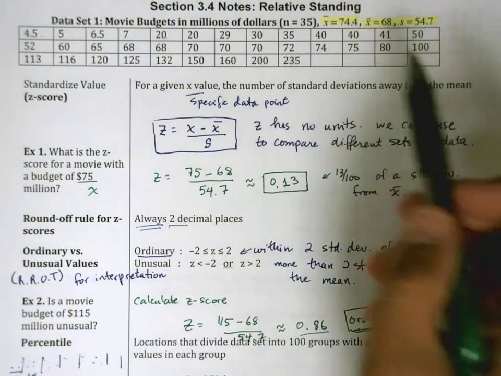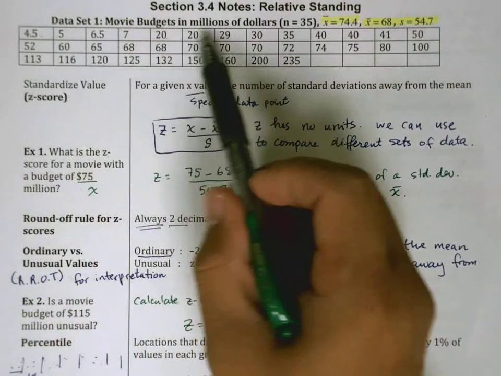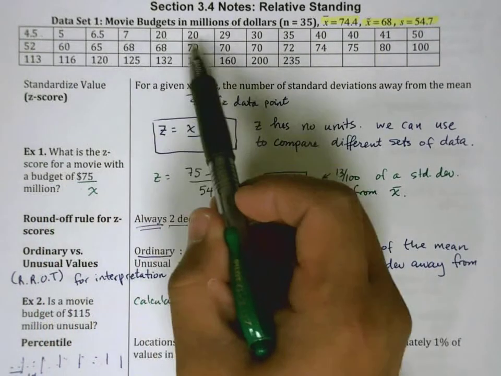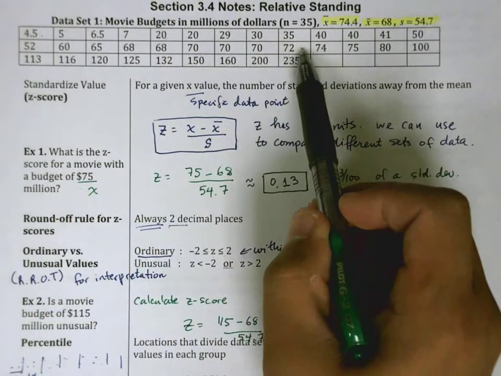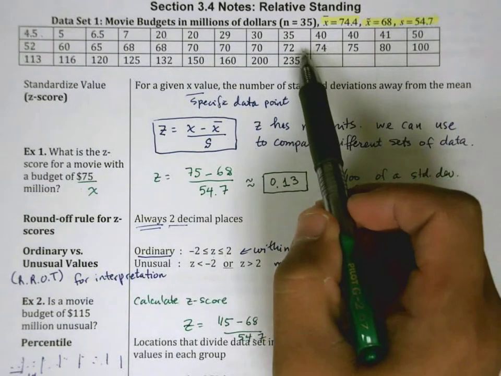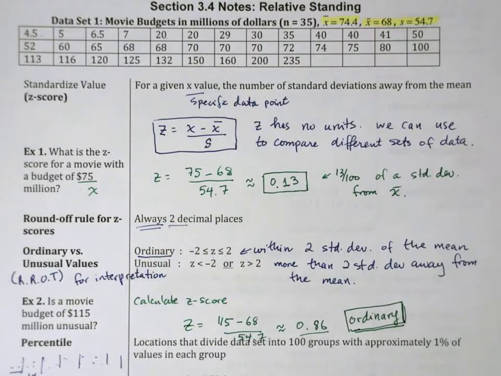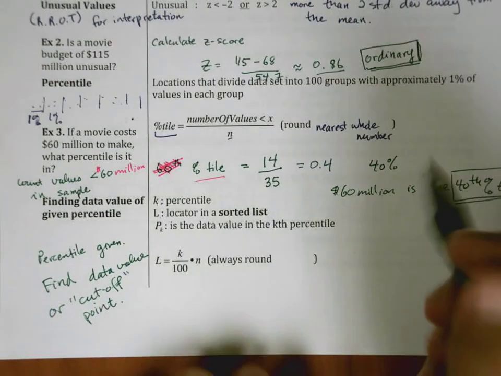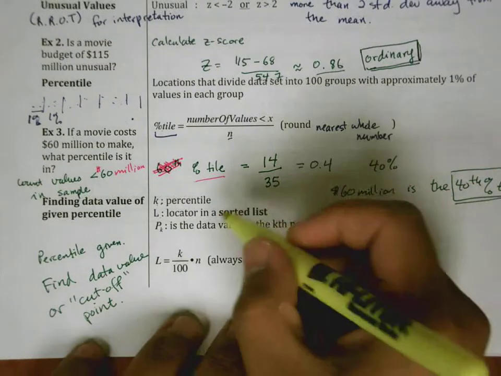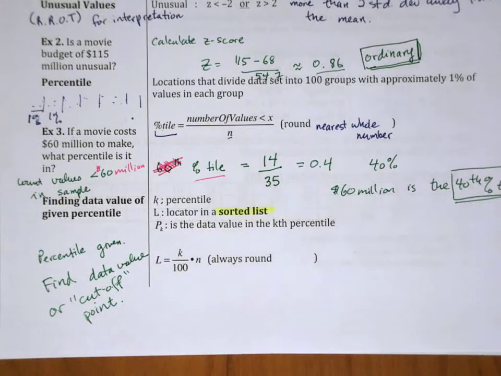This data value 72 has a locator of 1, 2, 3, 4, 5, 6, 7, 8, 9, 10, 11, 12, 13, 14, 15, 16, 17, 18, 19, 20, 21, 22. So 72 has a locator of 22. Okay? So that's all L really represents. Now the important part about this is that it must be a sorted list. If this list is not sorted, none of the calculations that we're about to do here make any sense. So the list must absolutely be sorted.